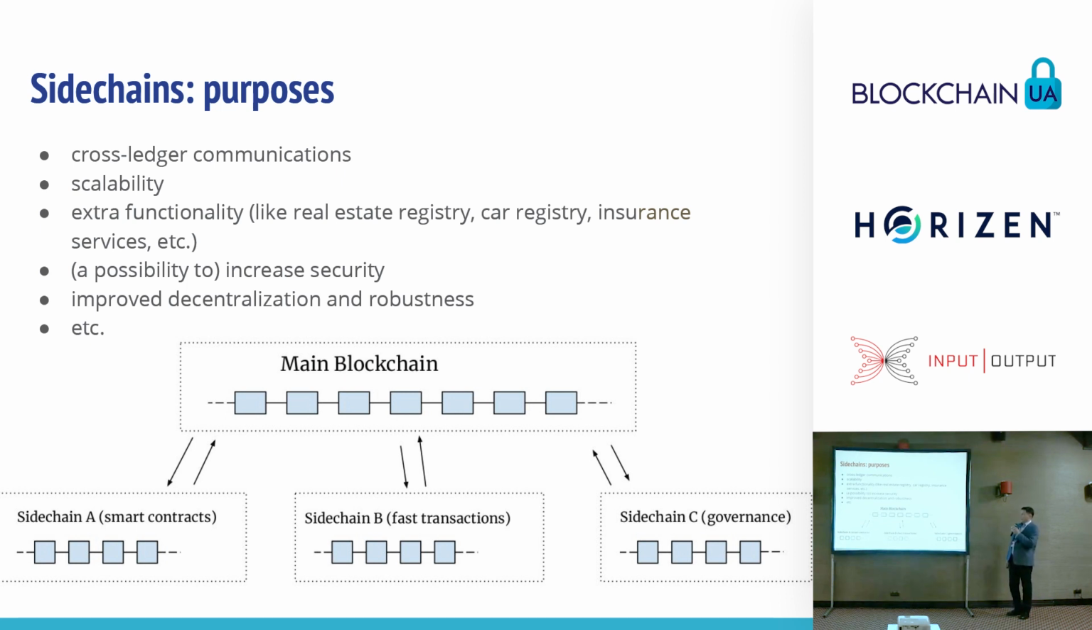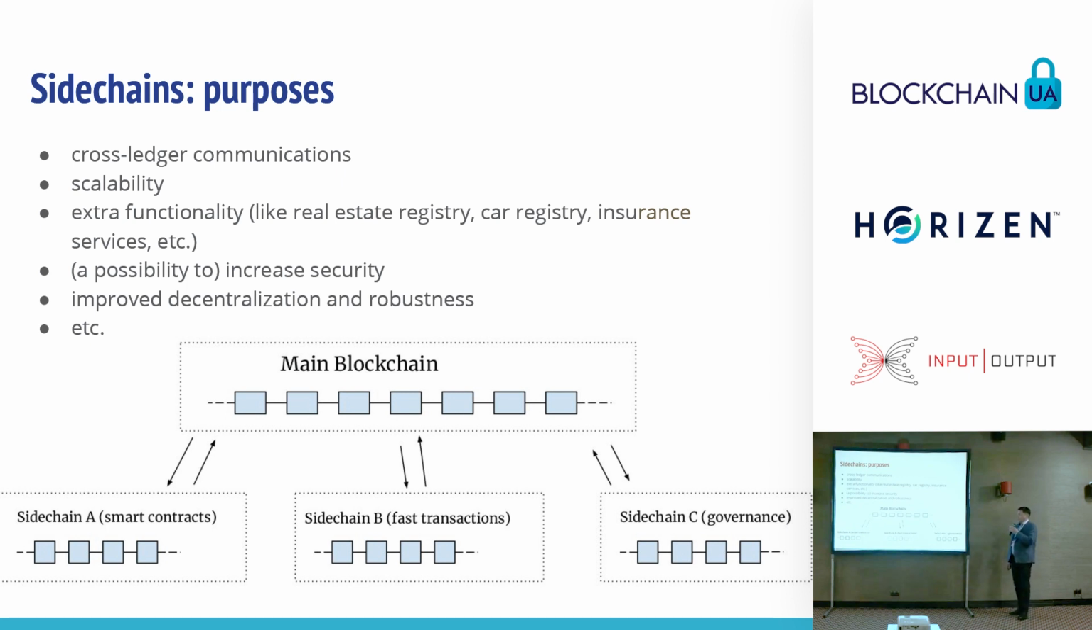Besides some traditional extra functionality like putting smart contracts in sidechains, or putting treasury and governance on sidechains, we can also implement in sidechains a registry of real estate, a car registry, some commercial services, and so on. Everything can be put on sidechains and can be run more efficiently than in smart contracts.